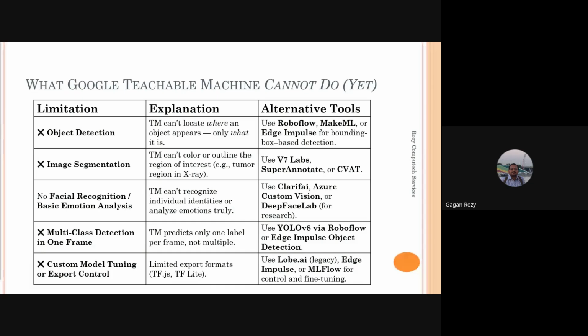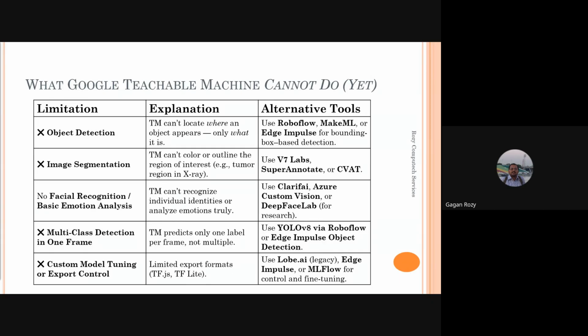And it can't recognize individual identities or truly analyze emotion. Multi-class detection in one frame is not possible. Basic emotion analysis is there, but face recognition is not there because it can't identify individuals. In some lecture, someone asked, can we make an attendance system with this? No, you can't make an attendance system with Teachable Machine.